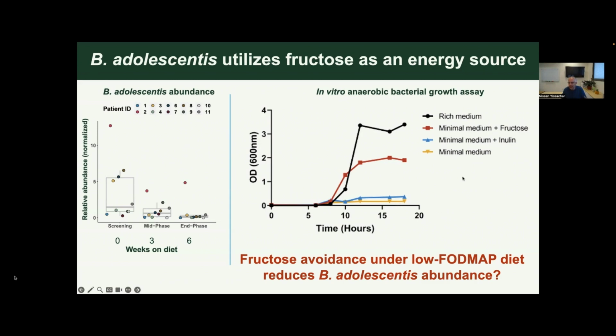And then we added back a few sugars that are avoided during a low FODMAP diet, for example, inulin or fructose. And we can see that in response to fructose, which is abundant in fruits, but not inulin, a close relative of fructose that is abundant in vegetables, we can detect bacterial growth. So we can conclude that fructose avoidance under this low FODMAP diet might be responsible for the reduced B. adolescentis levels that we detect in our patients.